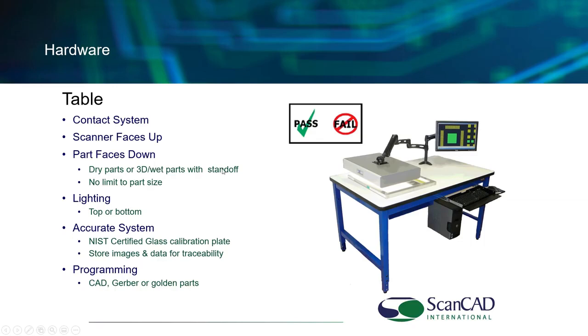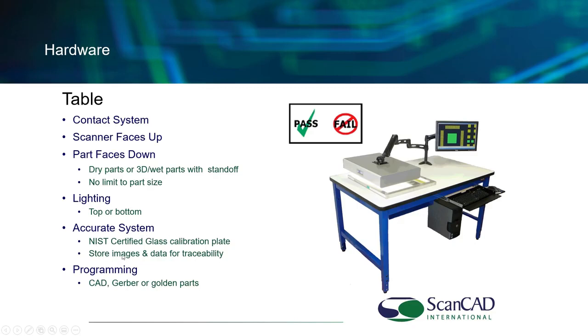If you do have three-dimensional parts or wet parts, like I showed you a minute ago, you will use the focus capability of the system. It is calibrated with a glass calibration plate. This is a NIST certified, a National Institute of Standards certified glass plate. The glass plate is stored under the scanner. There's a shelf down here to keep it protected.